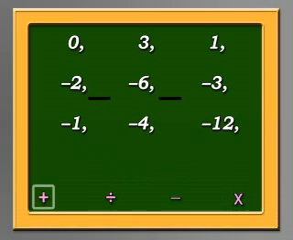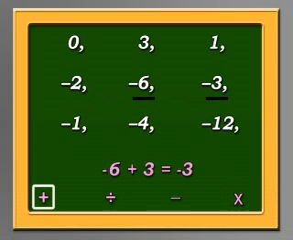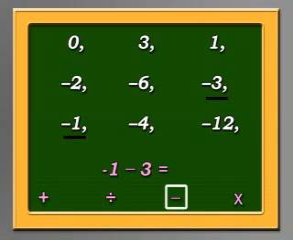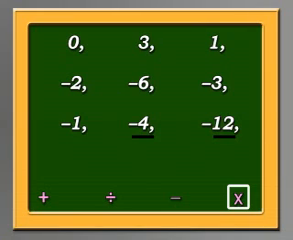Now it's time to add again. -6 plus 3 is -3. -3 divided by 3 is -1. If we subtract 3 from -1, we get -4. And if we multiply -4 by 3, we get -12.